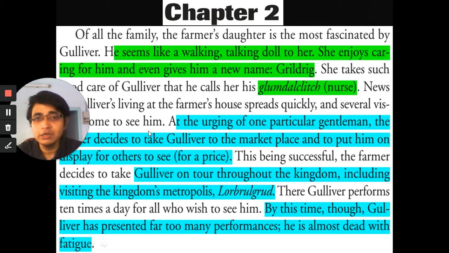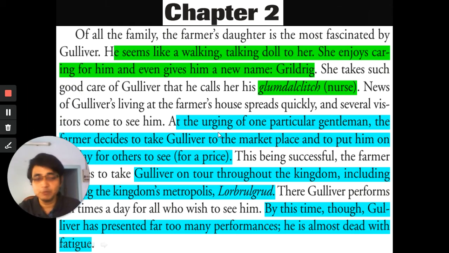ও কি লিলিপুটিয়ান বা ব্রবডিগনাগিয়ান ল্যাঙ্গুয়েজ সঙ্গে সঙ্গে শিখে ফেলছিল, সেই পার্টটা কিন্তু সুইফট আনআনসার্ড রেখে দিয়েছে। And Gulliver calls her Glumdalclitch, which means nurse in their own language. We can presuppose, of course, that Gulliver has already learned some of the terms, at least some of the basic requirements of that particular language.